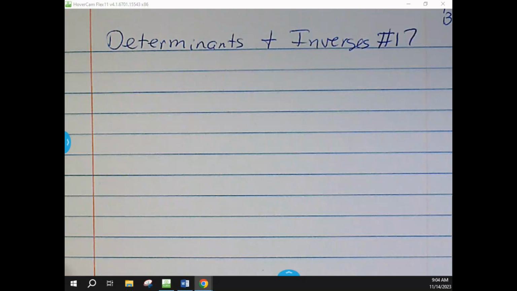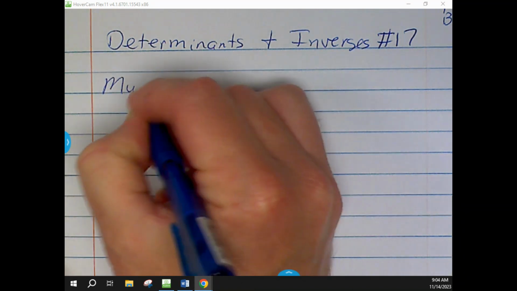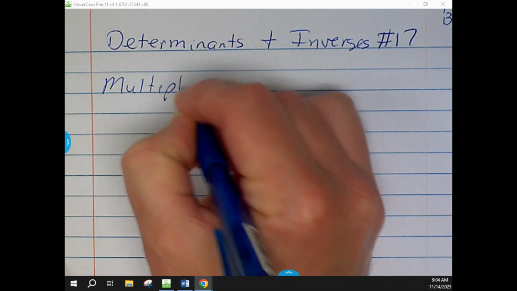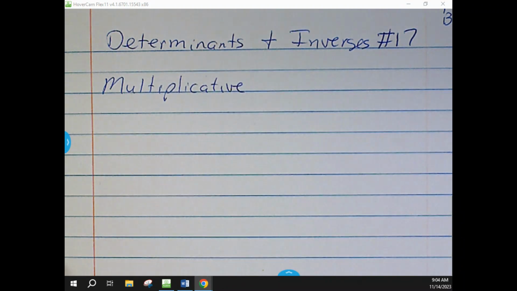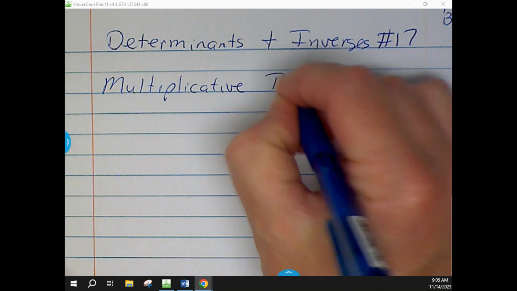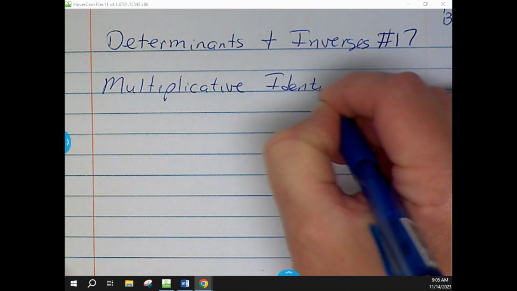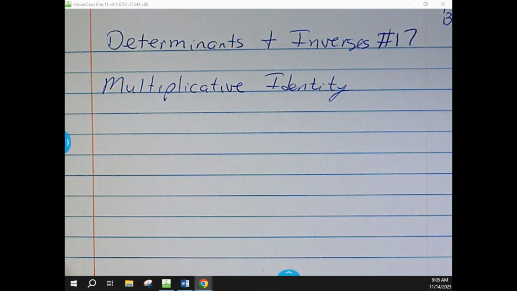So the very first thing is we're going through determinants and inverses. A couple of things that we've got to get out of the way, a couple of ground rules for this one. Yesterday we talked about the additive identity, which was a zero matrix. If you took a zero matrix and added it to another matrix, you'd get the same thing back. The first thing we've got here is the multiplicative identity matrix.